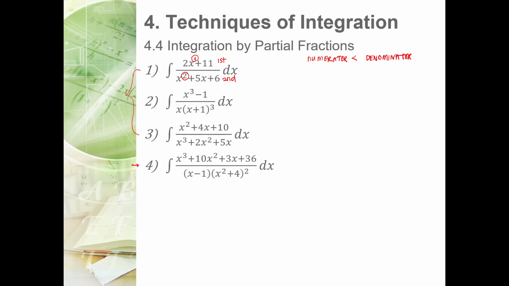For example, in number 2, the degree in the numerator is third degree, so cube. And the degree in the denominator, you have x to the power of 1, so the degree in the denominator is fourth degree.